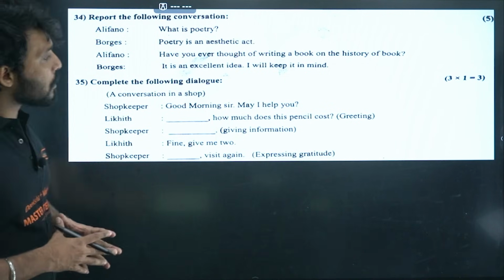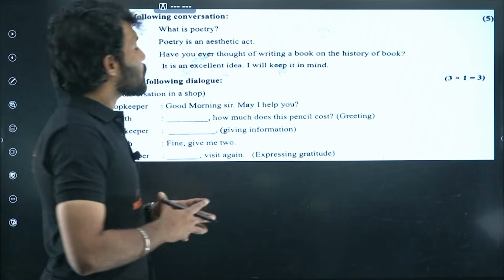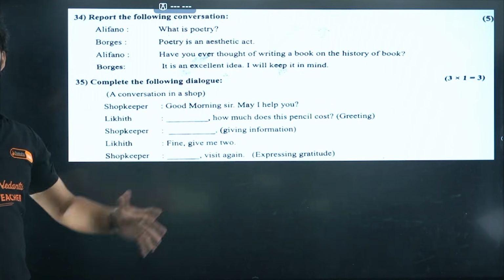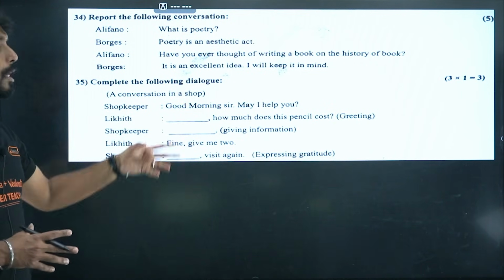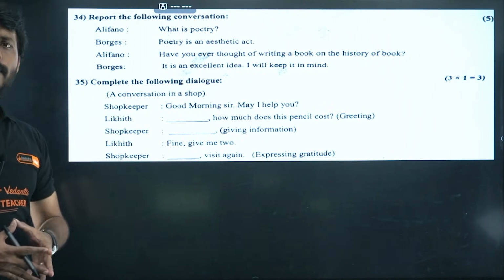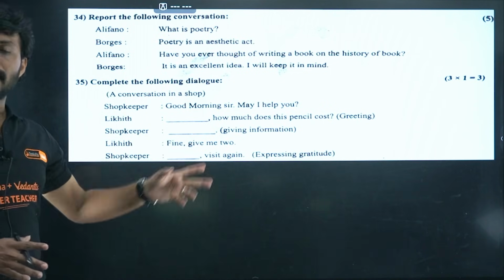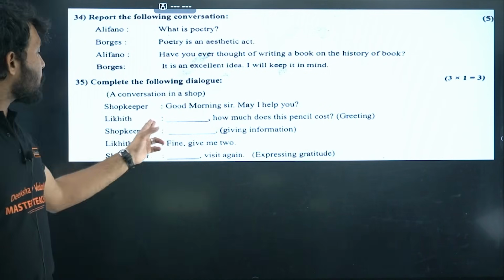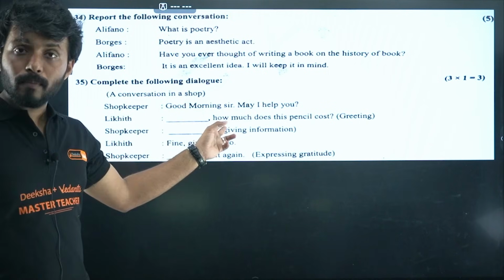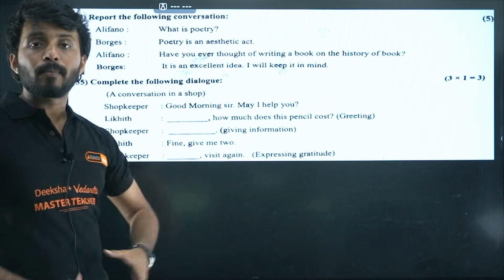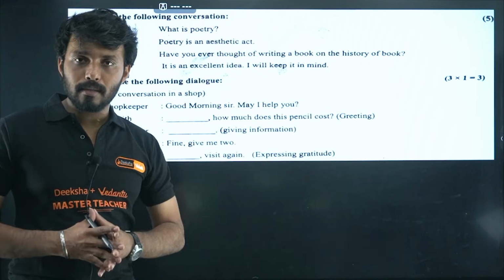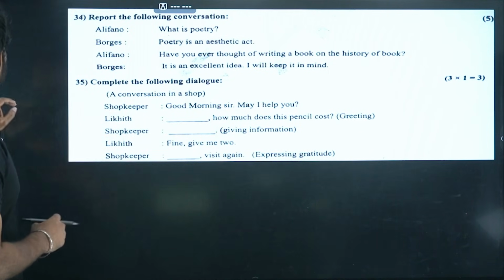Moving on, 35th question is for 3 marks. It is dialogue writing. Again, just like the reported speech question, it will be a conversation between 2 or more people. You have to fill in the blanks with the appropriate dialogues. Again, do not simply write any dialogue. See the context of the conversation and write the dialogues accordingly. The hints are given to you in the brackets. Okay, moving on.